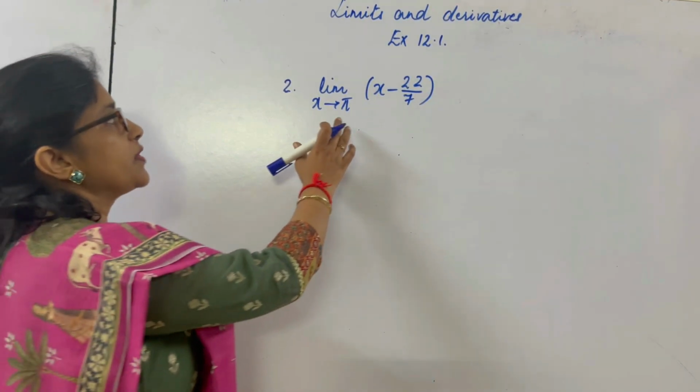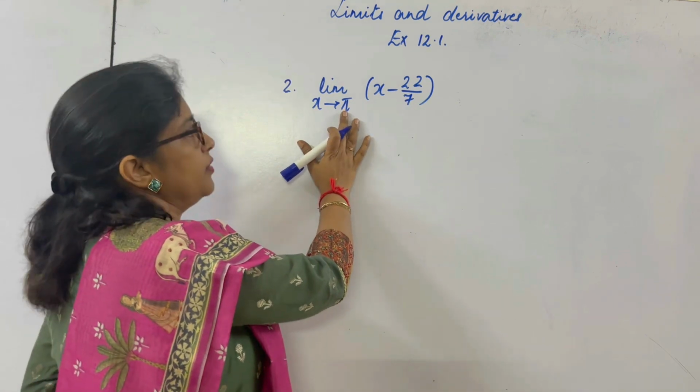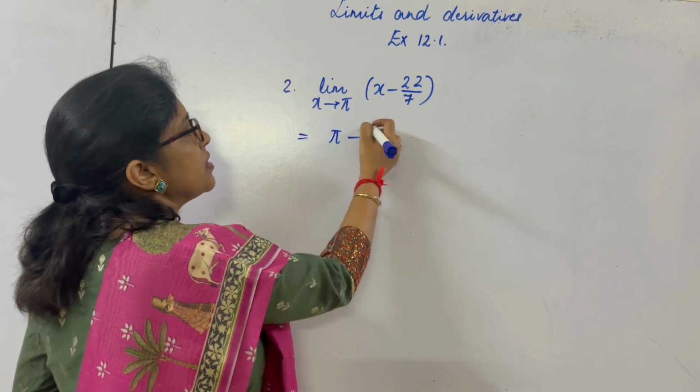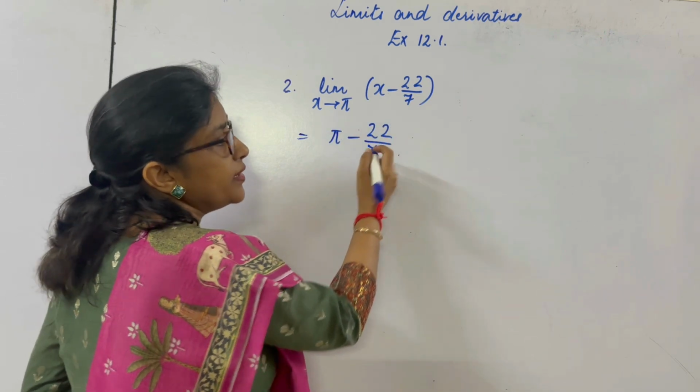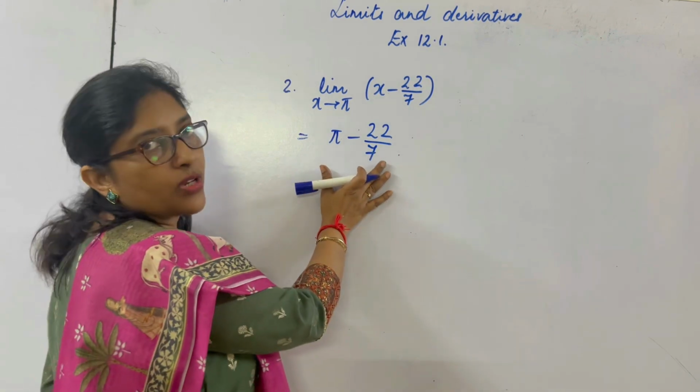Okay. So, this is limit of x minus 22 by 7 when x tends to pi. Again, the denominator is non-zero, you can substitute x as pi, and remember that 22 by 7 is the approximate value of pi, it is not equal to pi. So, this is your answer.